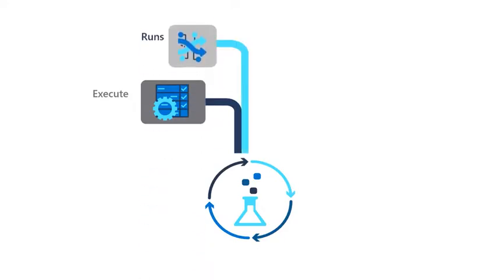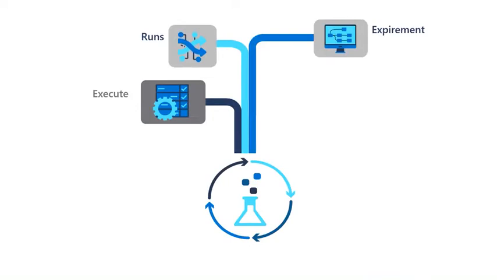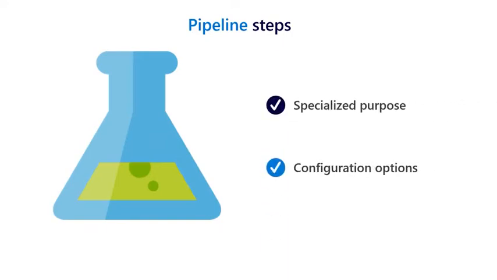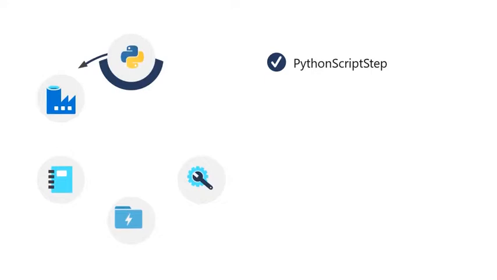Then each step in the pipeline runs on its allocated compute target as part of the overall experiment run. An Azure Machine Learning pipeline consists of one or more steps that perform tasks. There are many kinds of steps supported by Azure Machine Learning pipelines, each with its own specialized purpose and configuration options. Common kinds of steps in an Azure Machine Learning pipeline include Python script step, runs a specified Python script.